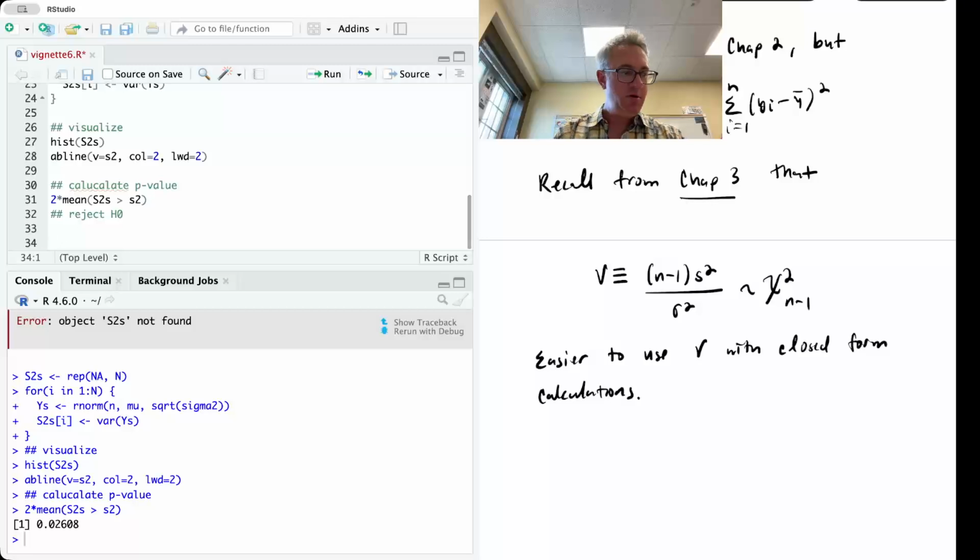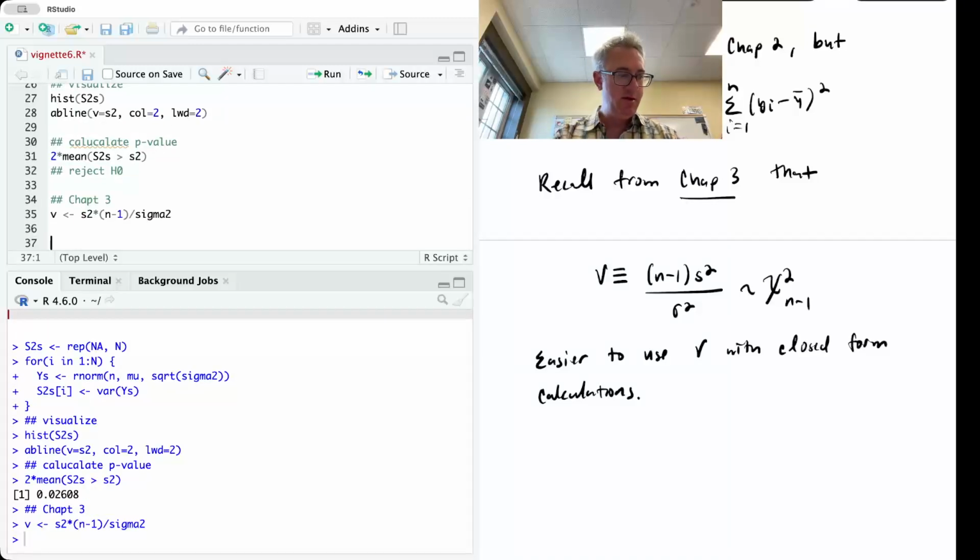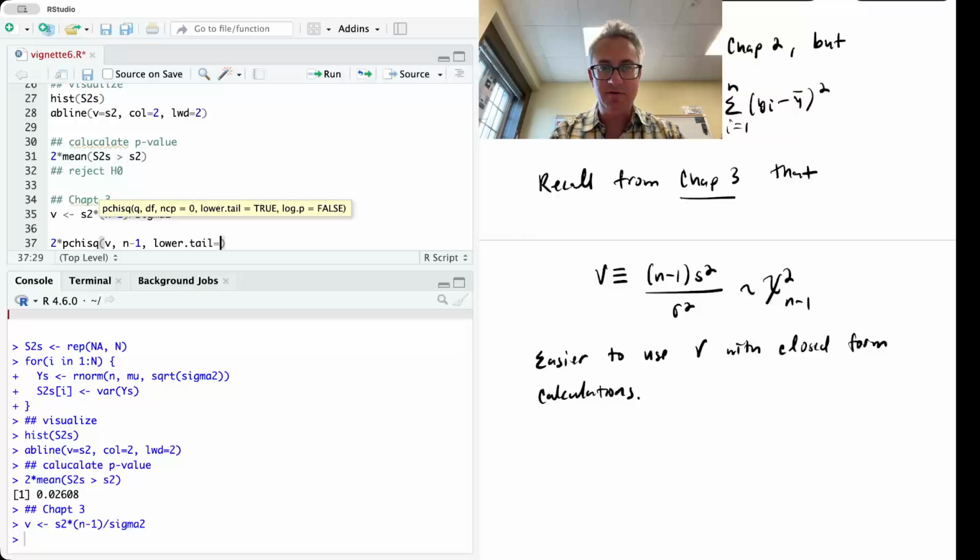So V is S squared times n minus 1 divided by sigma squared. So that's just chapter 3. Okay, and then I can do 2 times pchisq of V, n minus 1, lower tail equals false.